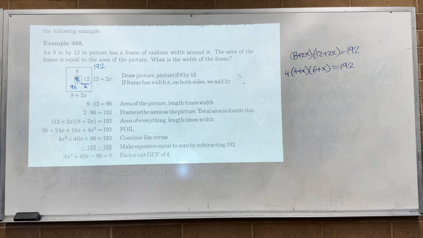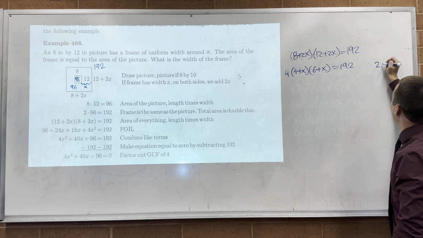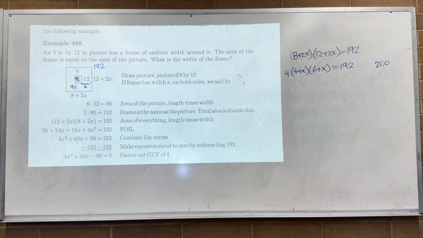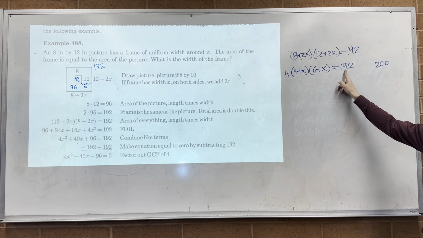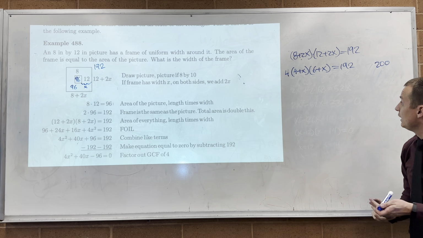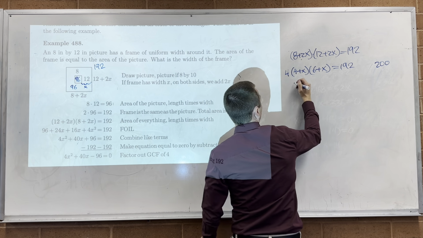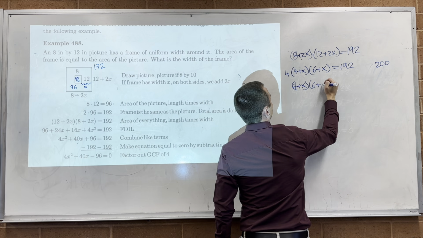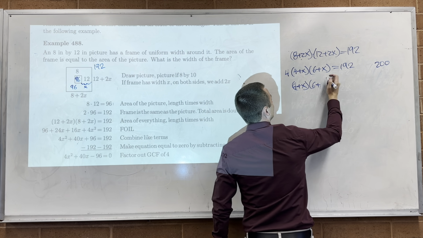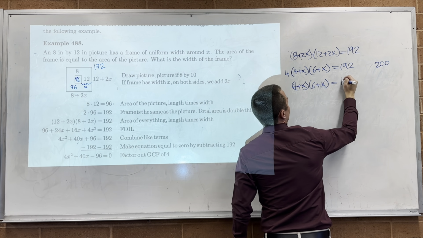Yeah. Okay, now it's 192 divided by 4. Here's what I would think. What's 200 divided by 4? 50. And this uses 2 more 4s than this does. So if this is 50 4s, then this is 48 4s. So dividing both sides by 4, we get 4 plus x times 6 plus x is equal to 48.